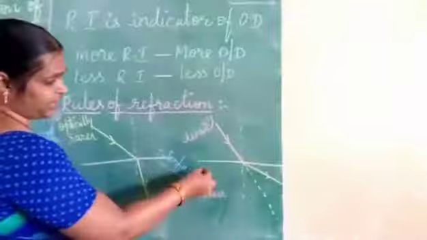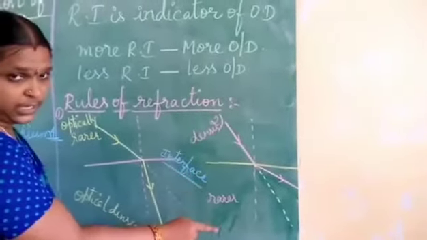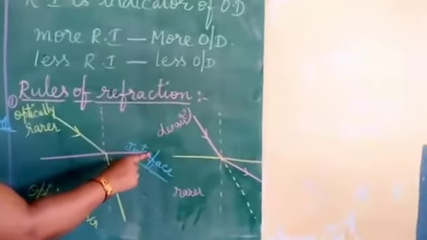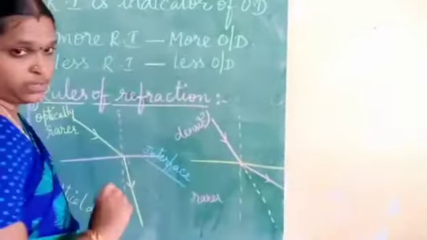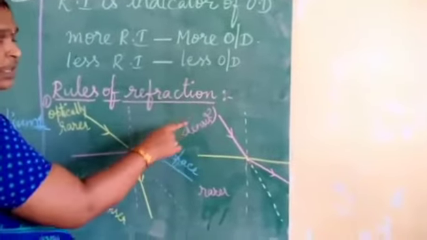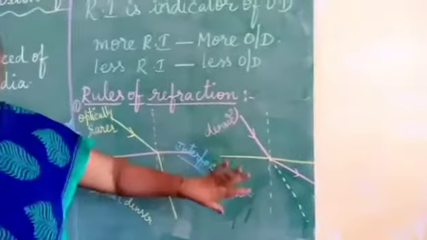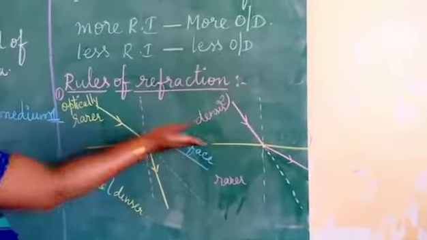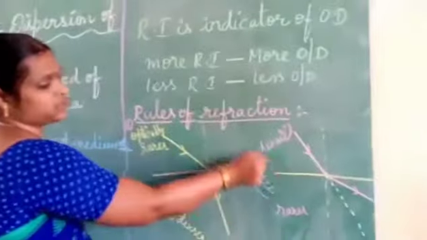The second rule of refraction is when a light ray is traveling from denser to rarer. Denser means lower speed of light, rarer means higher speed of light. When it is moving from denser to rarer, it moves away from the normal. Here I have shown yellow dotted lines which indicate the normal. So these two are the two rules of refraction. The place where they bend, where they fall, is called the interface. The surface where the bending takes place is called the interface.